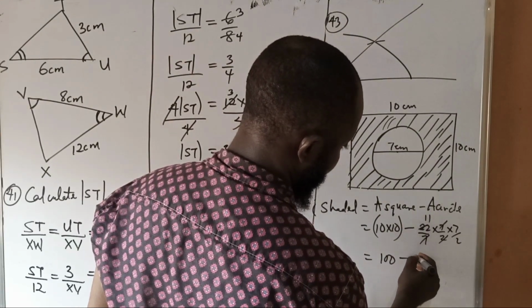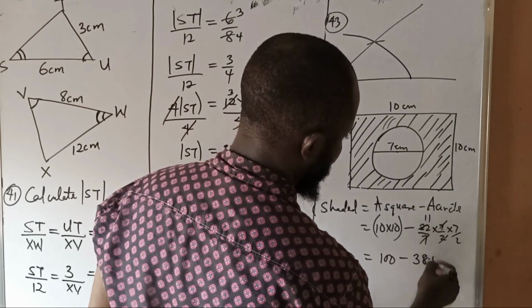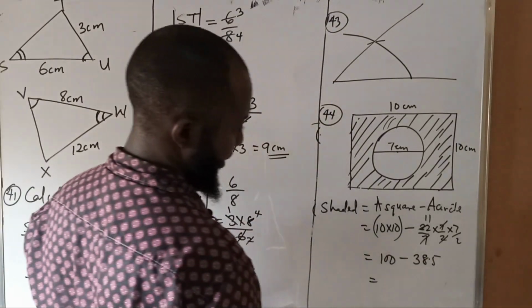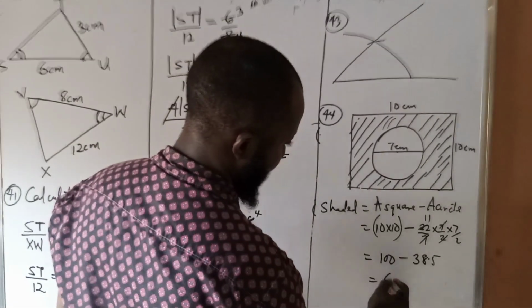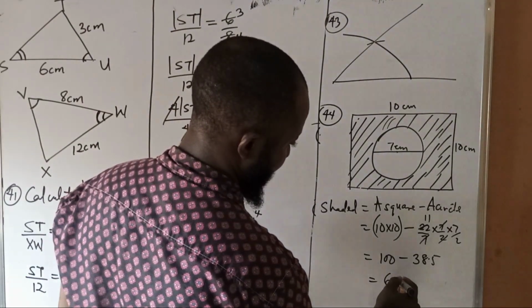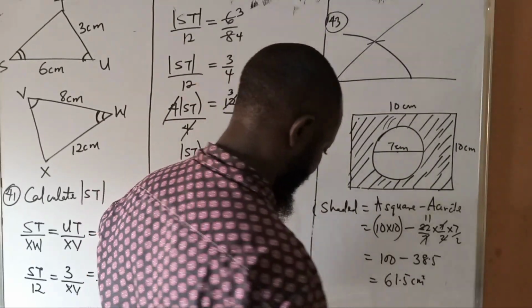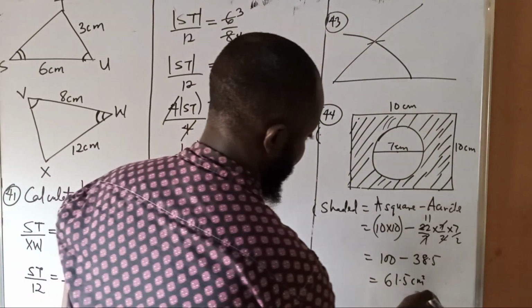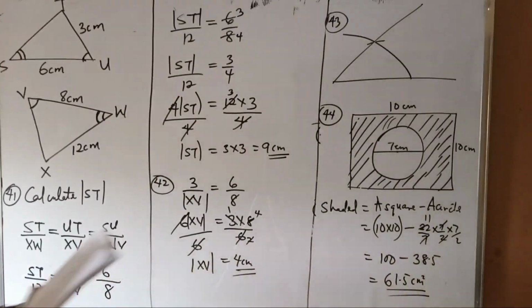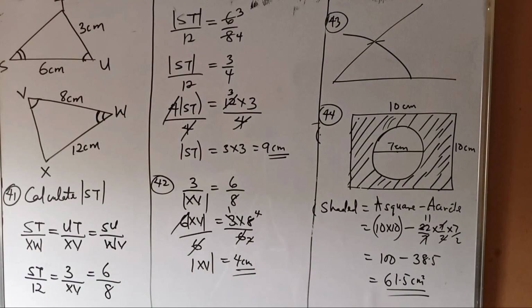That will be 38.5. So when we subtract this, we have 61.5 centimeters squared. I think it's there, 61.5 centimeters squared. So that is that on question 44.